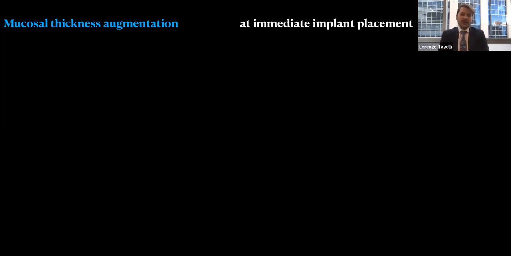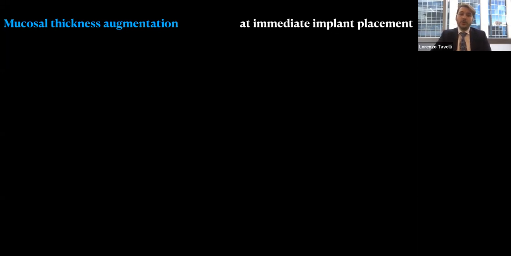I know that some colleagues like to do bone augmentation and soft tissue augmentation at the same time. My preference is, in case I have to do bone augmentation, I postpone my soft tissue augmentation if needed. But of course, if you do not need to do bone augmentation at the time of implant placement, you can do soft tissue augmentation as well, either with autogenous graft or substitute.